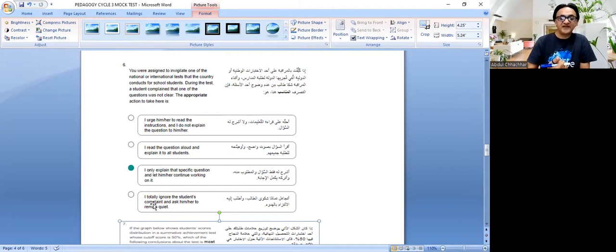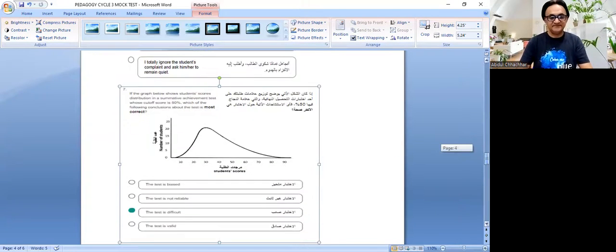You urge him to read the instructions and I do not explain to him. So the first and fourth ones are completely wrong. However, the second and fourth are closely related. So it might be, because the question is not wrong. If it is wrong, then you can make it clear to everybody. If the question is not clear to any specific student, you can explain that specific question and let him continue working on it.